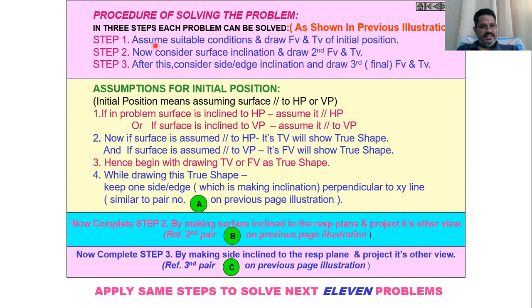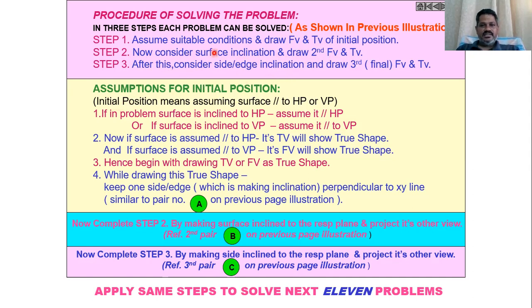I repeat, in the first step, we are not going to assume any inclination. We are going to assume the plane is parallel to HP or VP, and with the given dimensions we will draw the front view and top view. In step 2, we are going to consider the inclination of the surface, either with the horizontal plane or with the vertical plane. Then in the third step, we are going to consider the inclination of the edge with respect to the reference plane, which may be either the vertical plane or the horizontal plane.